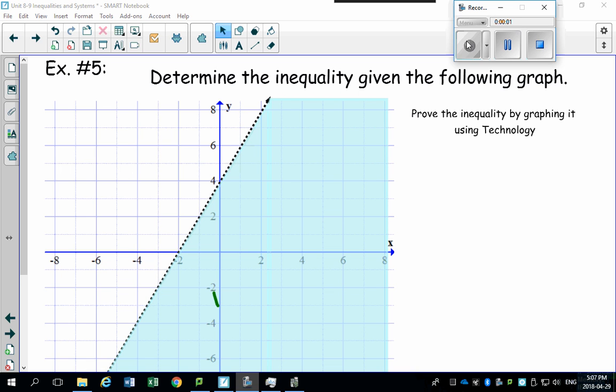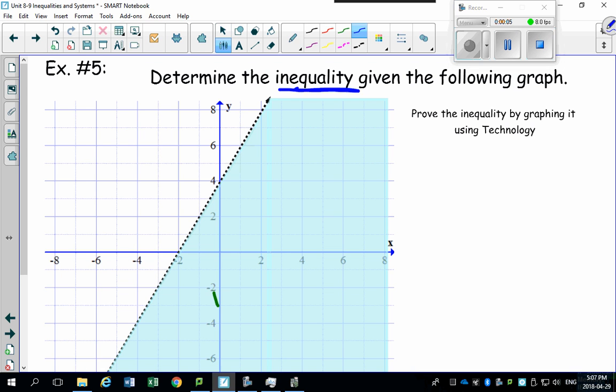Okay, so now I'm giving you a graph and I want you to determine what the inequality is here. In other words, give me the equation. Looking at this, the first thing I would detect is that it's a dotted line. So that tells me I'm going to use either that symbol or that symbol. But which symbol is it?